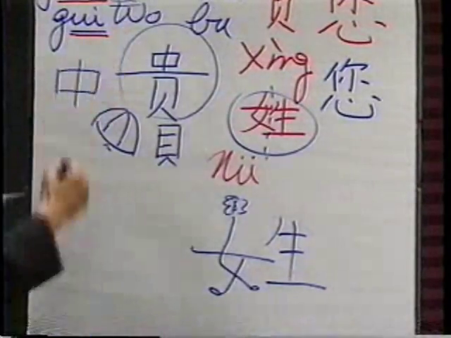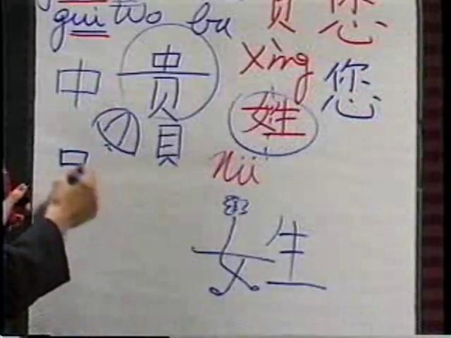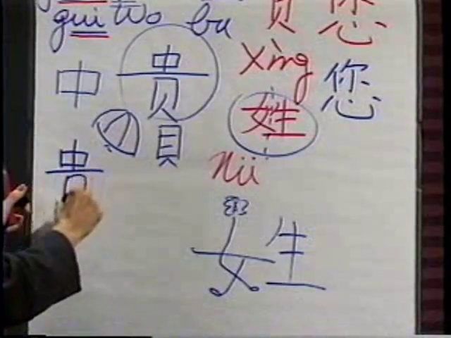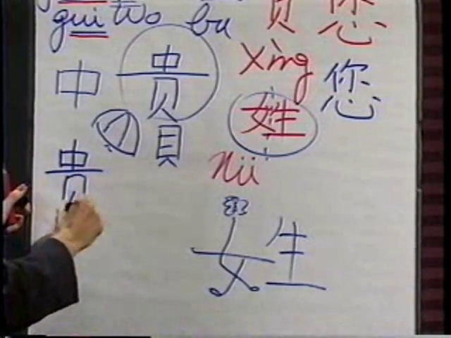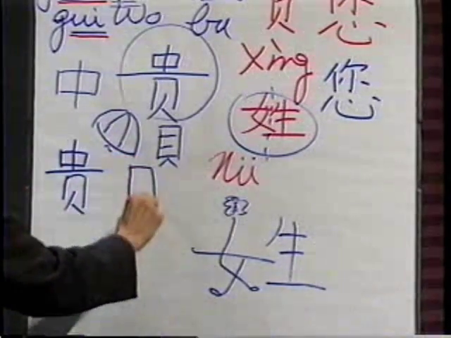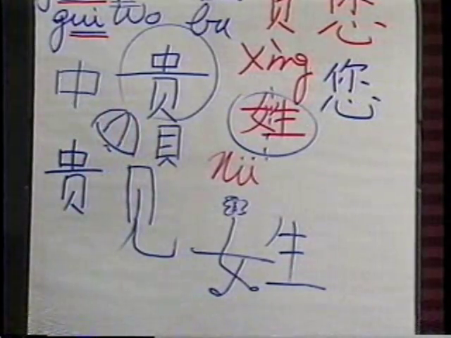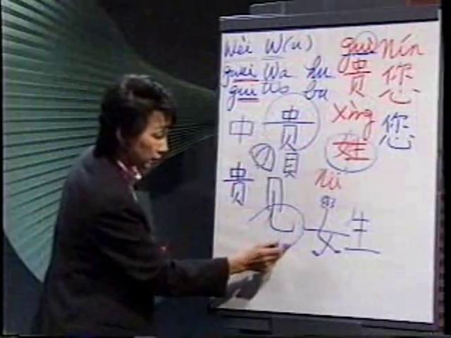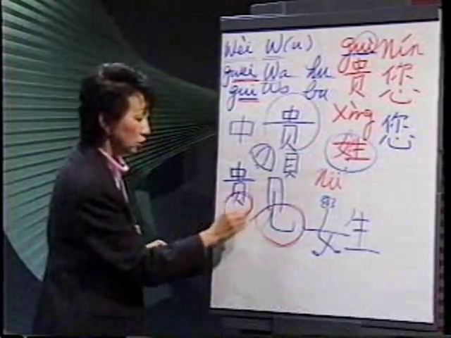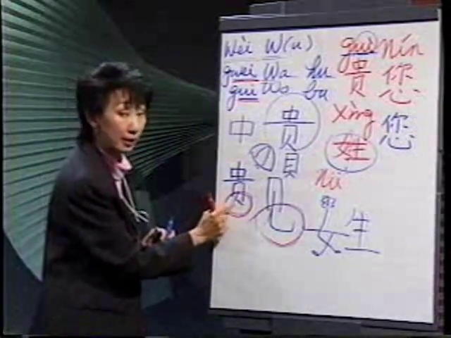So let's write 贵 together. 1, 2, 3, 4, 5, 6, 7, 8, 9. Do you remember the word I said has a long leg? 再见. Do you remember 见, to see? Don't mix up these two parts. One is a long leg, one is a short leg. So please make sure 再见 is long leg, 贵 is short leg.